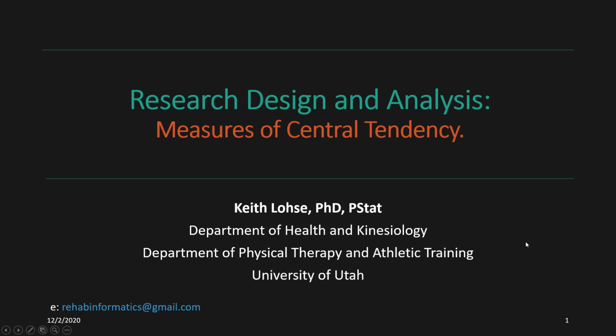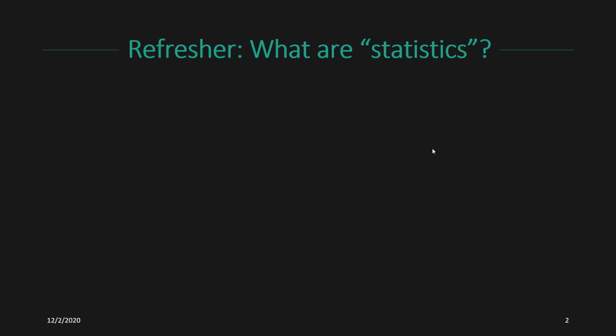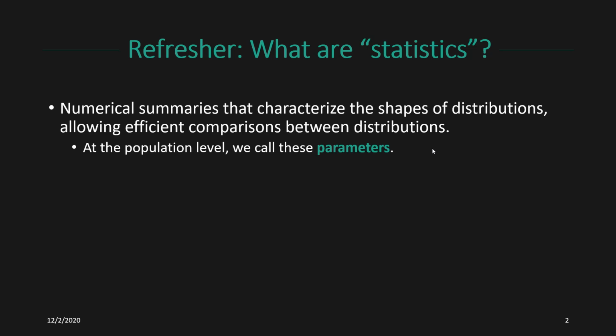This video is the first in our series where we'll be talking about descriptive statistics, and specifically in this video we'll be talking about measures of central tendency. So as a quick reminder, what are statistics? Well, statistics are the numerical summaries that characterize the shape of distributions, which allows for efficient comparisons between distributions or descriptions in reference to a distribution. We can describe a score in reference to the distribution that it comes from.